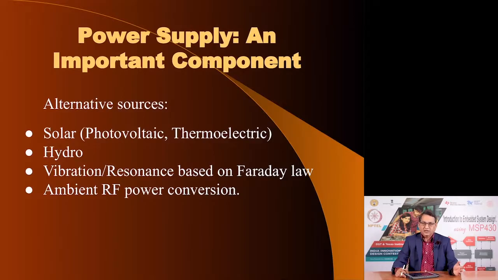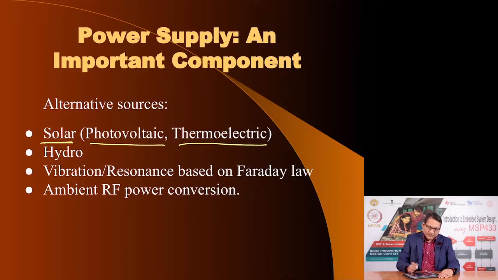The sources other than the grid power which is available through the wall socket, you could consider: is it solar? If it is solar, solar itself is of two types. One is photovoltaic, which uses solar panels, solar cells, and the other is thermoelectric, which uses the temperature difference applied to a Peltier module to generate a voltage difference, and this could be used to power your embedded system. Another option could be hydroelectric, which means that your system is nearby a source of water which could power a dynamo or a generator.